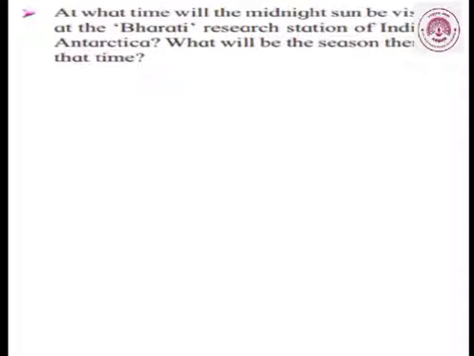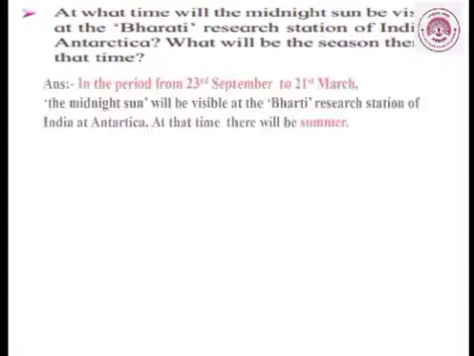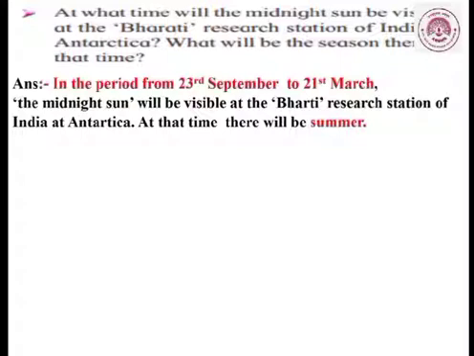At what time will the midnight sun be visible at the Bharati Research Station of India at Antarctica? What will be the season there at that time? In the period from 23rd September to 21st March, the midnight sun will be visible at the Bharati Research Station of India at Antarctica. At that time, there will be summer. Now, this we have already seen in the midnight sun and the polarity.